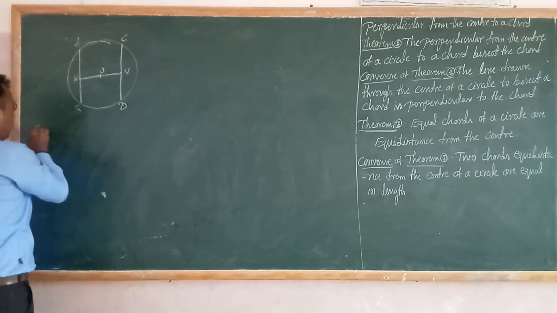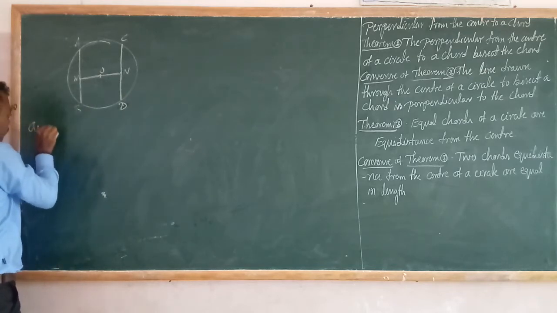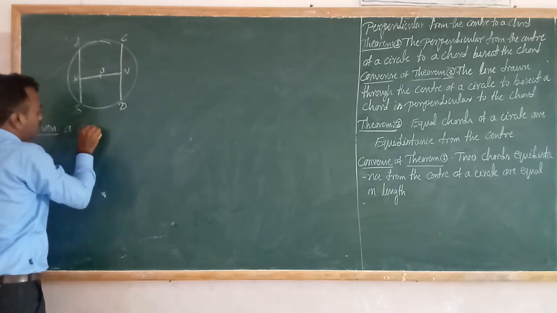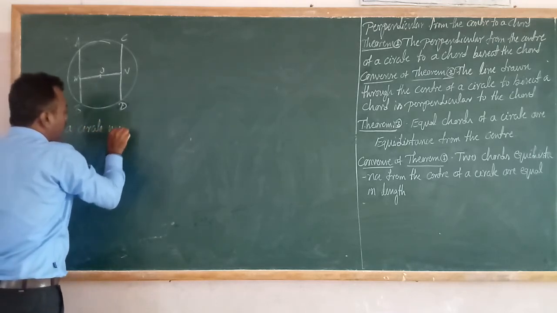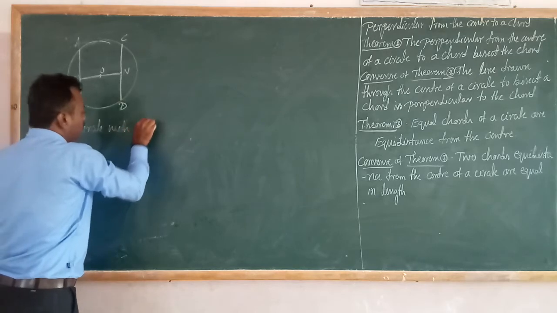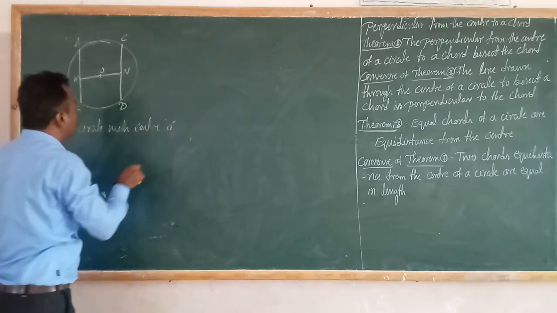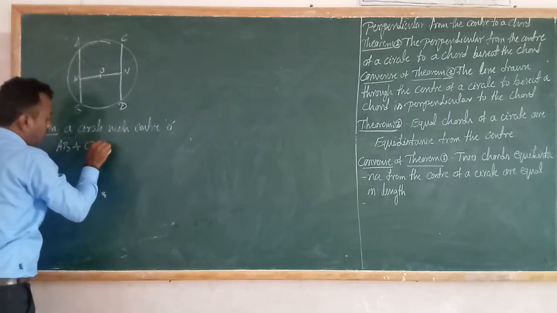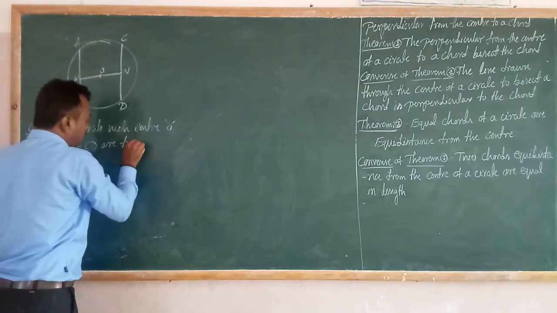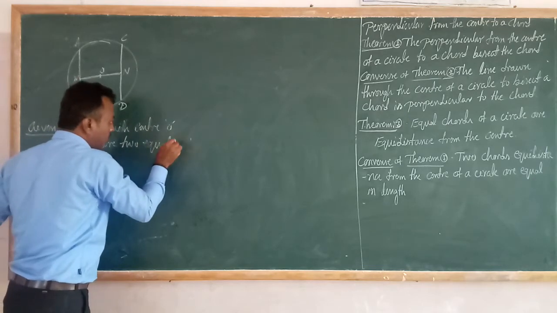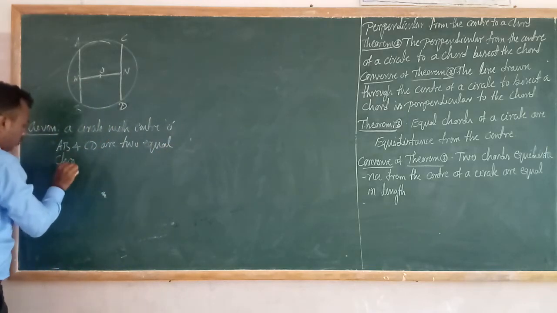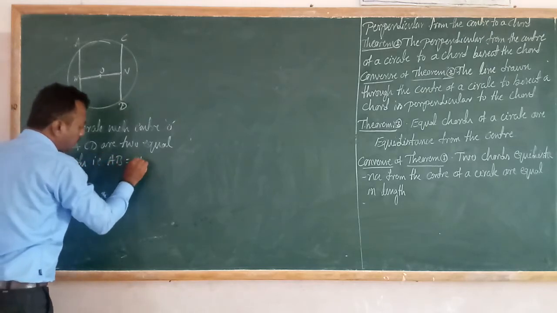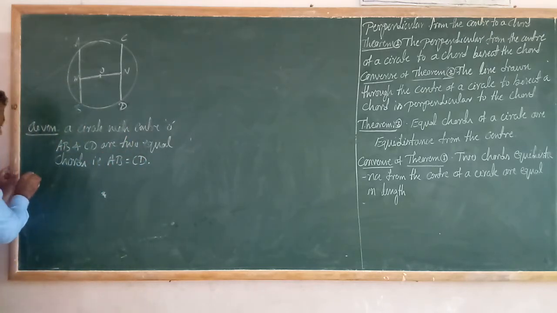Okay, so that's why I will write the given. A circle with center O, AB and CD are two equal chords, that is AB is equal to CD. Next, to prove.